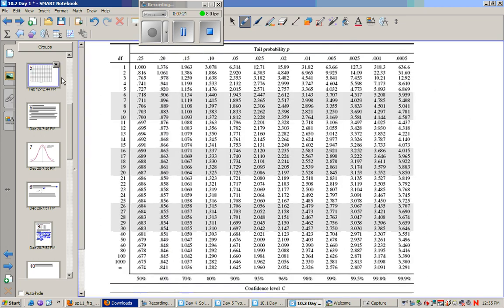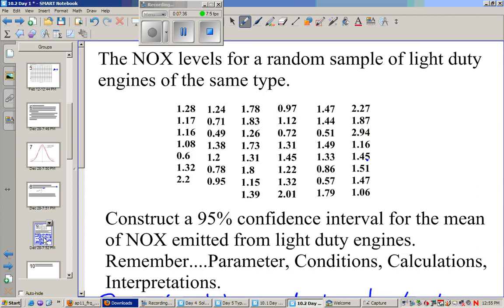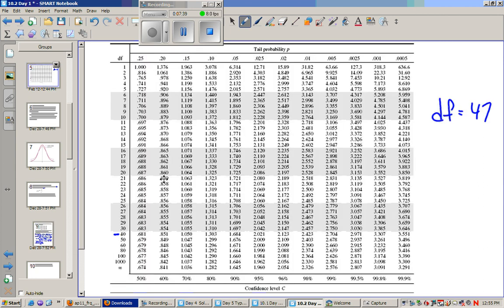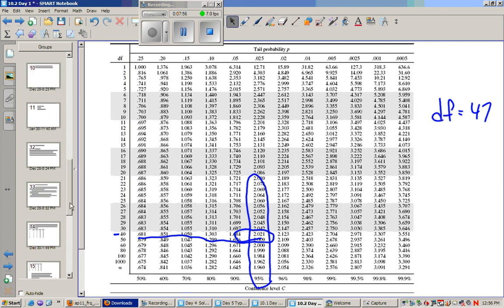Well, there's 48 data points, so our degree of freedom is 47. We don't have a 47, so we go down to 40. We do the one above it. And I forgot what confidence level, 95% confidence level. So we look at the 95% column, see where that crosses this row. It looks like 2.021 is our answer. So that's going to be our t star that we're using.